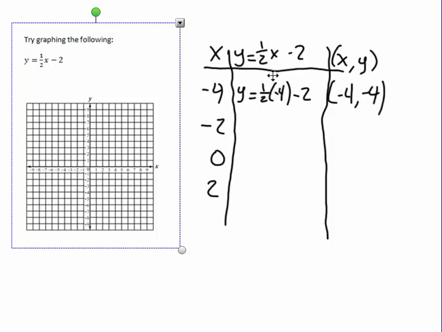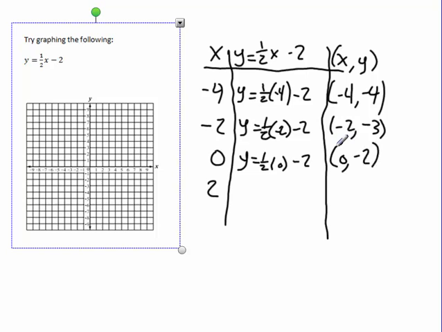And I plug a negative 2 in there. Well, negative 2 divided by 2 is negative 1. So I get y equals 1 half of negative 2. And then I take 2 away. So this is negative 1 minus 2. So I get negative 2 comma negative 3. And I plug a 0 in there. I love using 0. Anything times 0 is 0. 0 minus 2 is negative 2. And then we can plug 2 in. And then I get 1 half times 2, which is just 1. 1 minus 2 is negative 1. So I get 2, negative 1.